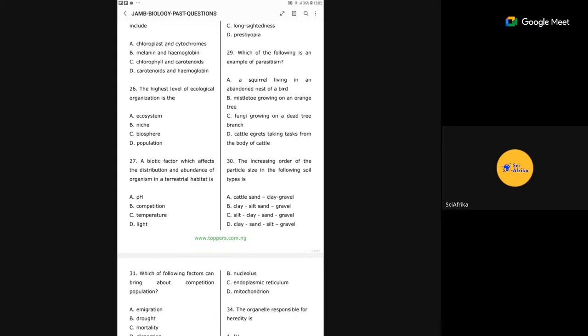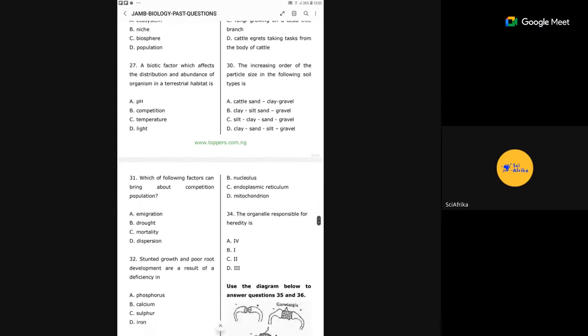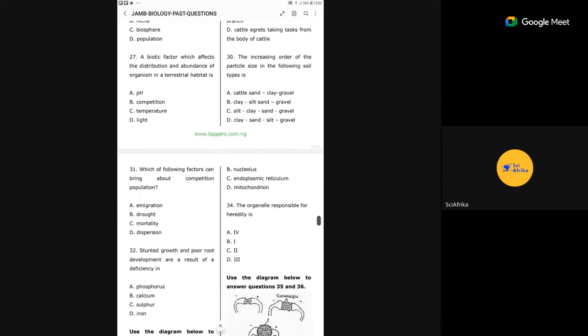So 31st, that's number 31. Which of the following factors can bring about competition in a population? What can cause organisms to begin to fight or struggle among themselves? Is it emigration? Is it drought, mortality, or dispersion?